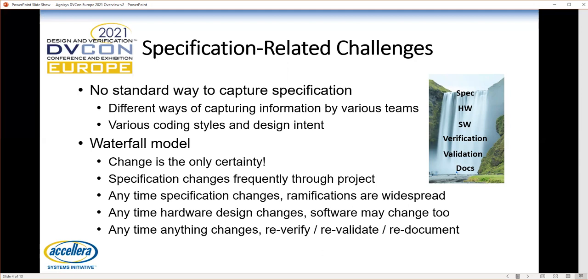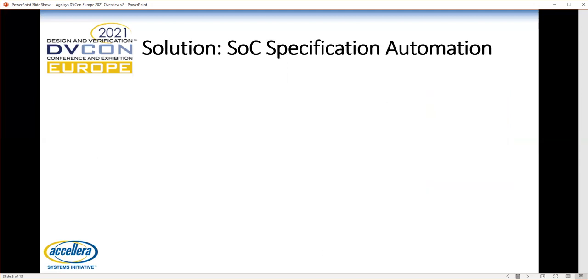For many reasons, the specification changes many times throughout the course of the project, and every time that happens, there are waterfall effects or ripple effects. The design may have to change and be re-verified. That means the software may have to change, and the entire system may be revalidated, and of course, documentation must be updated to reflect all these changes as well.